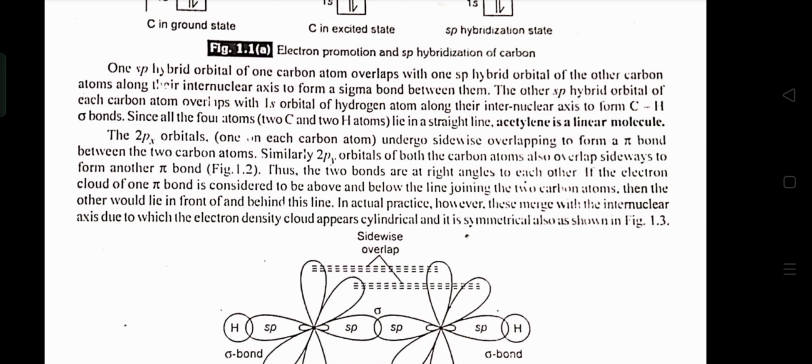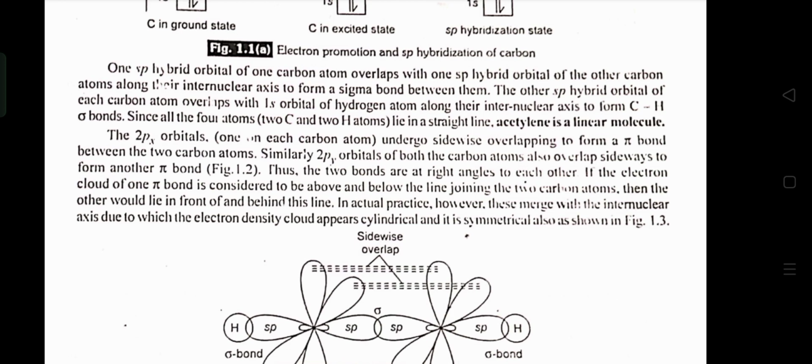The 2px orbitals undergo sideways overlapping to form a pi bond between the two carbon atoms. Similarly, the 2py orbitals of both carbons also overlap sidewise to form another pi bond. Thus, the two pi bonds are at right angles to each other.